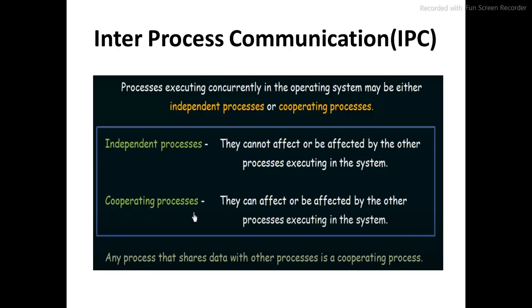Now, the processes executing concurrently in an operating system may be classified into two: the independent process and the cooperating process. Independent process means they work independently. That is, they cannot affect any other process, or they are not affected by other processes also. Whereas a cooperating process can be affected by, or can affect, the execution of some other process. Basically, any process which shares data with other processes is known as a cooperating process, and an independent process is a process which does not share any data.